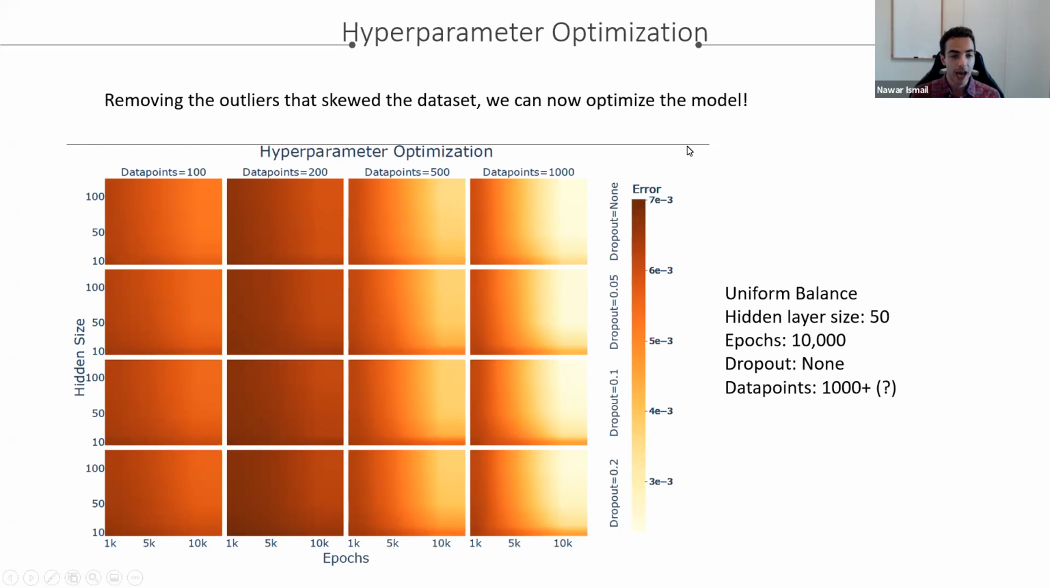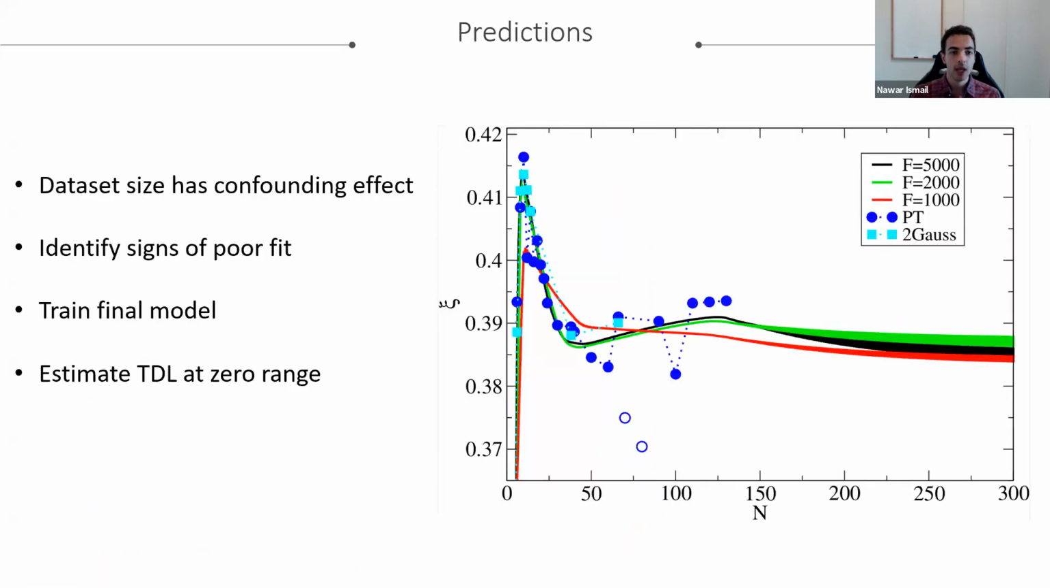Once we have this optimized model that is able to generalize quite well, we then look at making our predictions, except that there's one slight detail, and that's that the data set size has a confounding effect. As we siphon off more points from those slopes, the testing and training data sets become more closely related. So we look at plotting different sizes of the data set to find signs of poor fit.